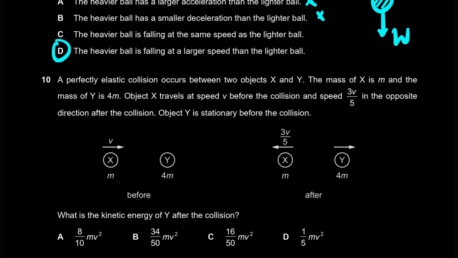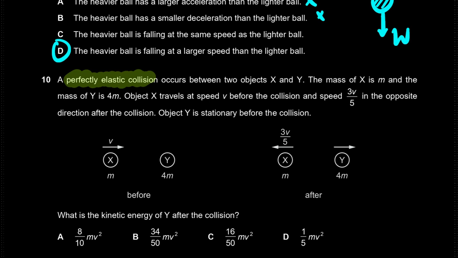Question number 10. A perfectly elastic collision occurs between two objects X and Y. The thing to note in this first sentence, a perfectly elastic collision. The mass of X is m, the mass of Y is 4m, object X travels at a speed v before the collision and speed 3v/5 in the opposite direction after the collision. Object Y is stationary before the collision. What is the kinetic energy of Y after the collision?